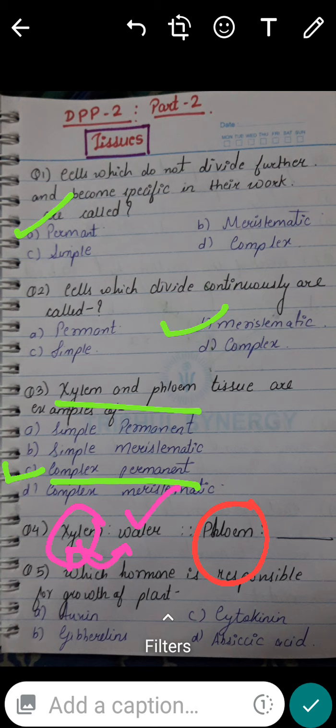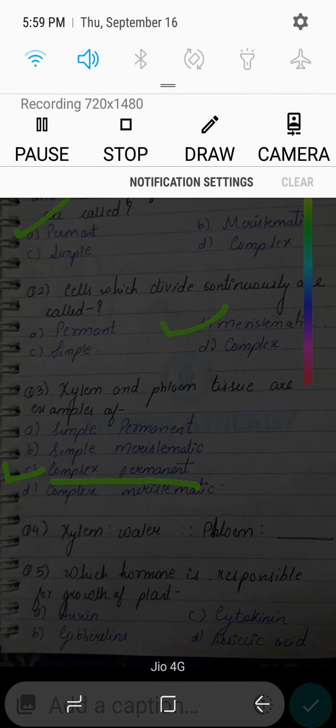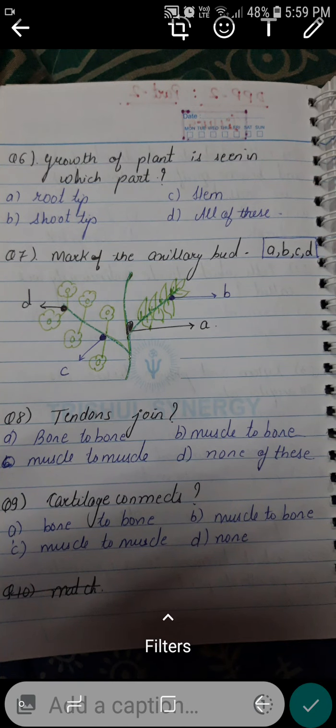Fifth question. Which hormone is responsible for growth of plant? The answer is auxin, and this is clearly mentioned in your book. Okay, let's start with the next question.